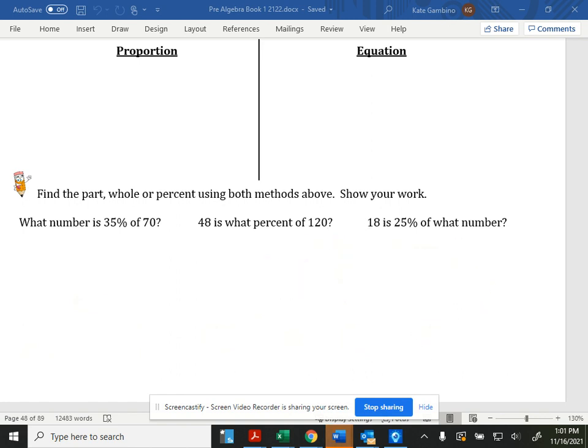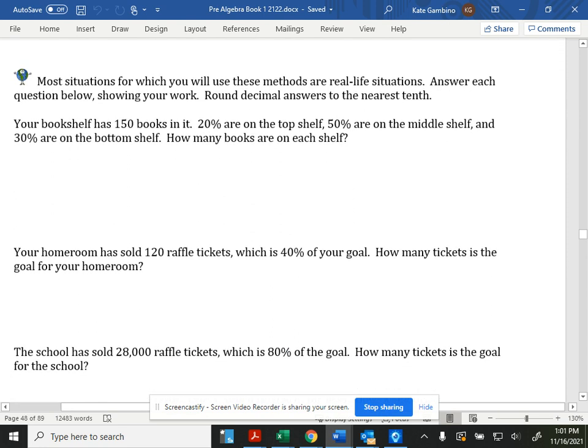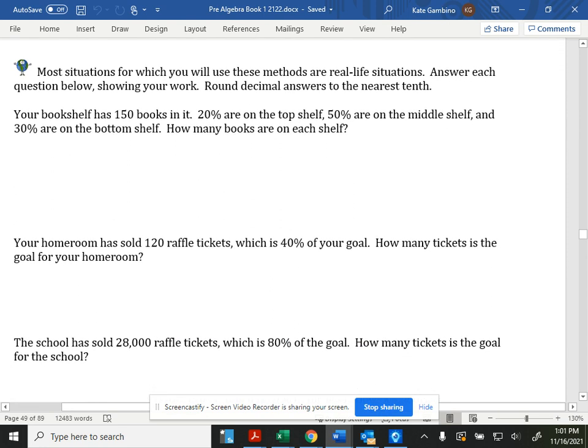So we've got word problems coming up. Most situations for which we use these methods are real life situations. Answer each question below, showing your work. Round decimal answers to the nearest tenth. Round it at the end. So we're going to wait till we get to the end before we round it. Okay? It says it in the directions. Wait till the end to round it to the tenth.